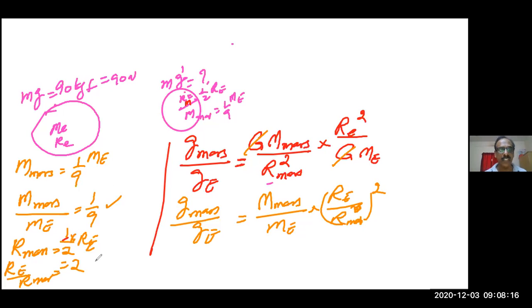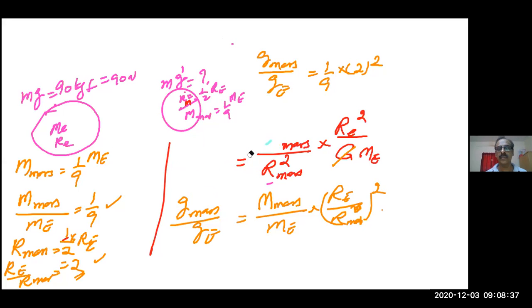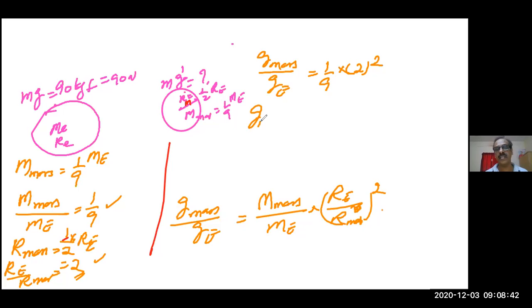Now this we are going to substitute in this formula. So G of Mars divided by G of Earth is equal to M Mars by ME, which is 1 by 9, into RE by R Mars, which is 2. So 2 squared. Now it's correct, right? Yes, sir. Now G Mars divided by G Earth is equal to 4 by 9.